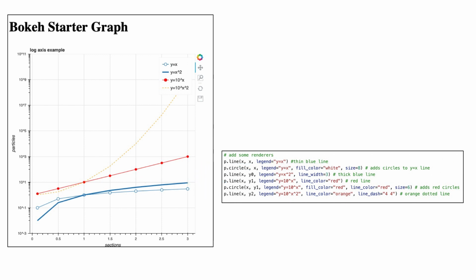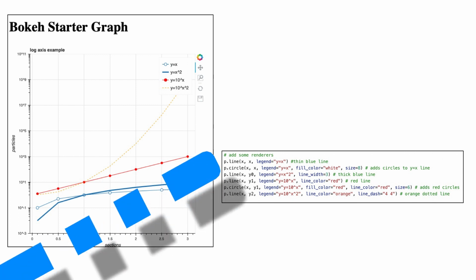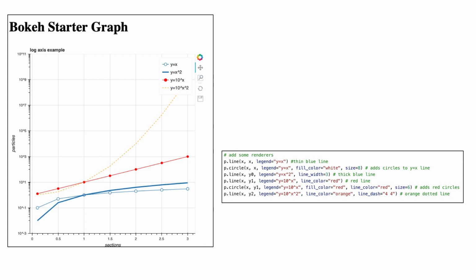Then what we do is we add circles to that. It's no longer p.line, it's not the line method. Now we're using the circle method, and we decide to fill those circles with clear or white, and we decide to make the size 8. See, so we're independent in what we get to do to each of these.